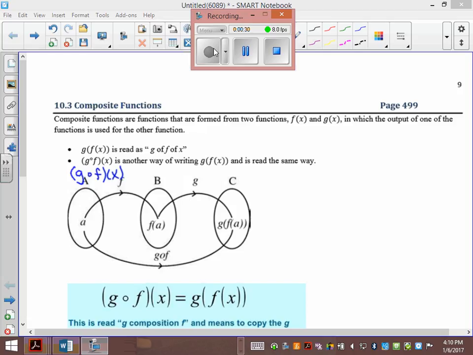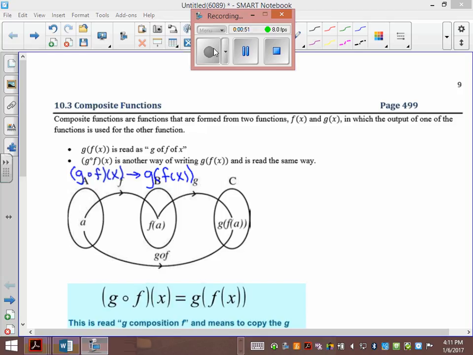That is another way of writing g of f of x, and it's read in the same way. So if it's an open circle, it's composition. If it's a closed circle, it's multiplication. And so this g, open circle, f of x, you'll rewrite as g of f of x. So whatever comes second after the open circle is what you put in the brackets.